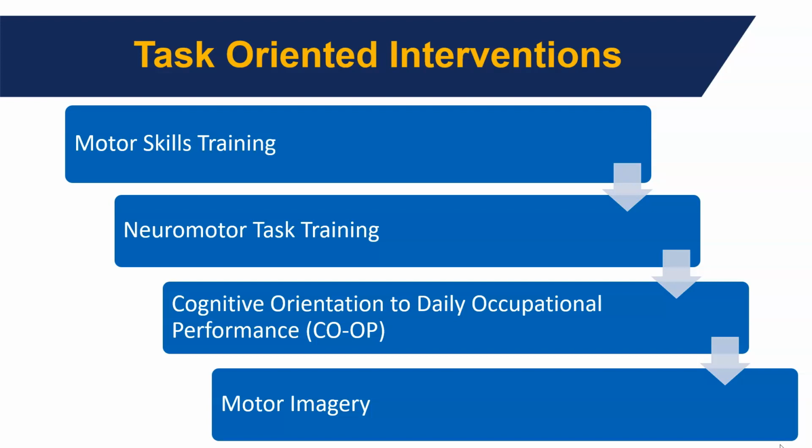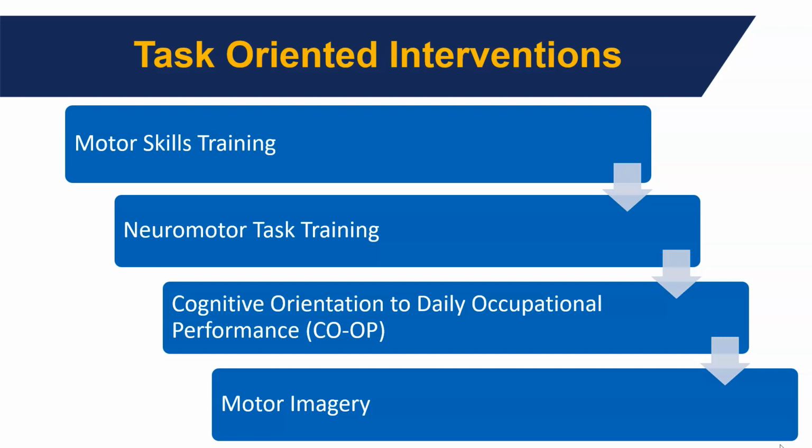to reach that goal. By setting these individualized goals, teaching cognitive strategies, and promoting self-regulation and transfer of learning, CO-OP aims to enhance functional performance and participation in daily activities. The involvement of both the child and their family is integral to the success of this type of intervention. And the last task-oriented intervention is called motor imagery.